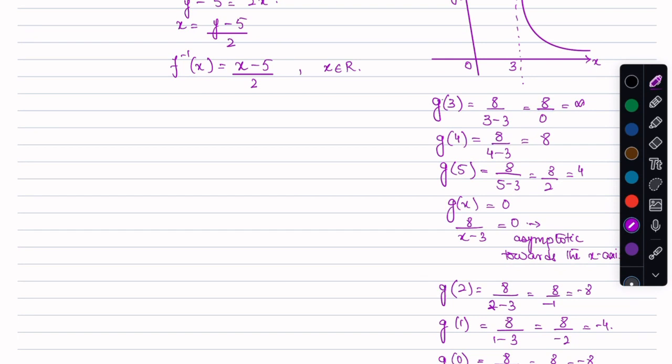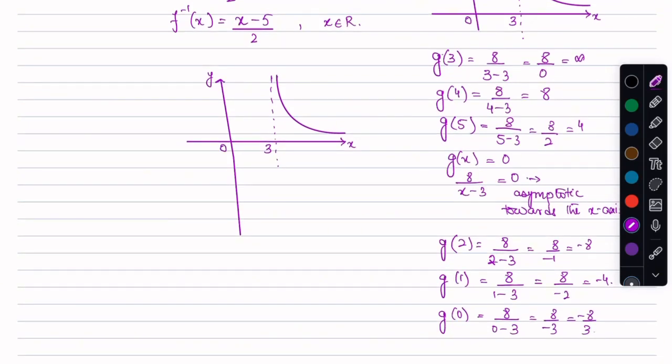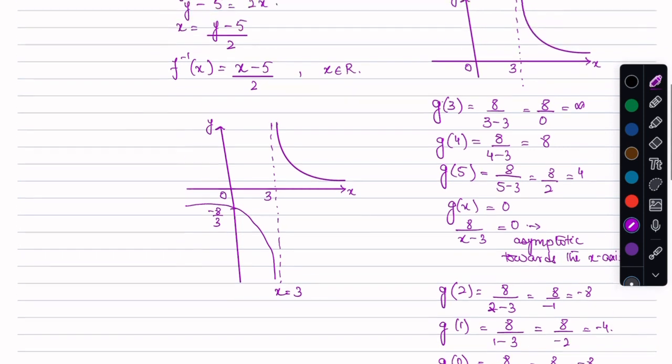Meaning on this graph, roughly, if I just make the graph here, with respect to this asymptotic line, I can see that when x is 0, the y function is negative 8 by 3. So when x is less than 3, the graph is asymptotic towards the negative x-axis, and asymptotic towards the line x equals 3. The dotted line is representing x equals 3, and this is how the curve is going to be. So this is the explanation for all asymptotic functions here.